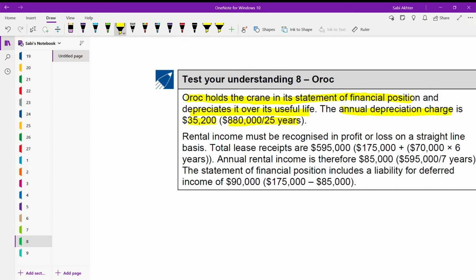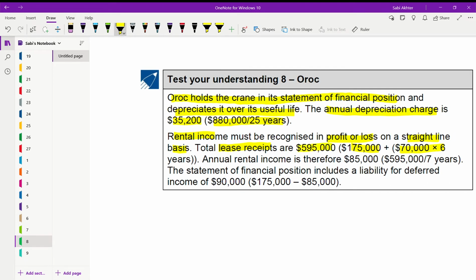Now, they are going to receive rental income. This must be recognized in P&L on a straight line basis. So what is the total lease receipt? 175 in the first year. For the other years, it is 70,000 into 6. Hence, the total is 595,000. The annual rental income is therefore 85,000. How 85,000? This total lease receipt, 595, divided by 7 years, the lease term. So this is the annual rental income.